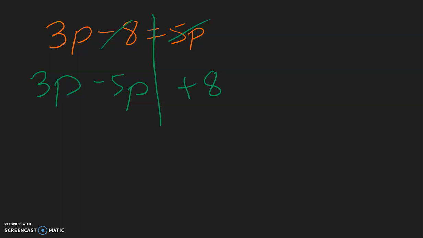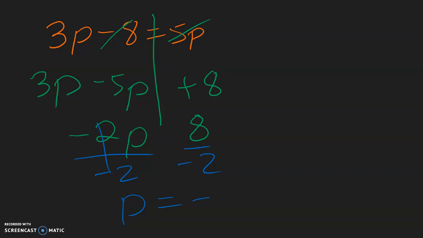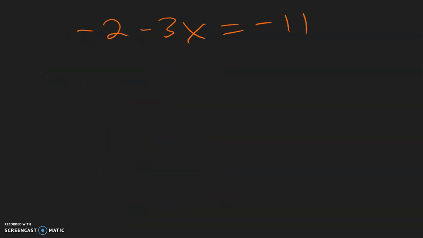So here we have 3 minus 5 is negative 2p. And here all we have is this 8, so bring it down, and then the second step, which is to divide by negative 2 on both sides. And so we have p equals 8 divided by negative 2, which is negative 4.